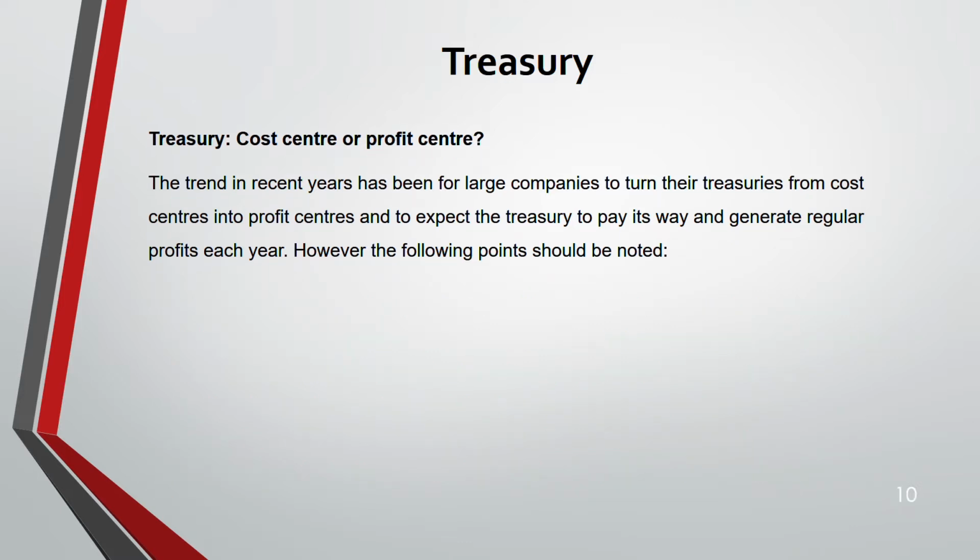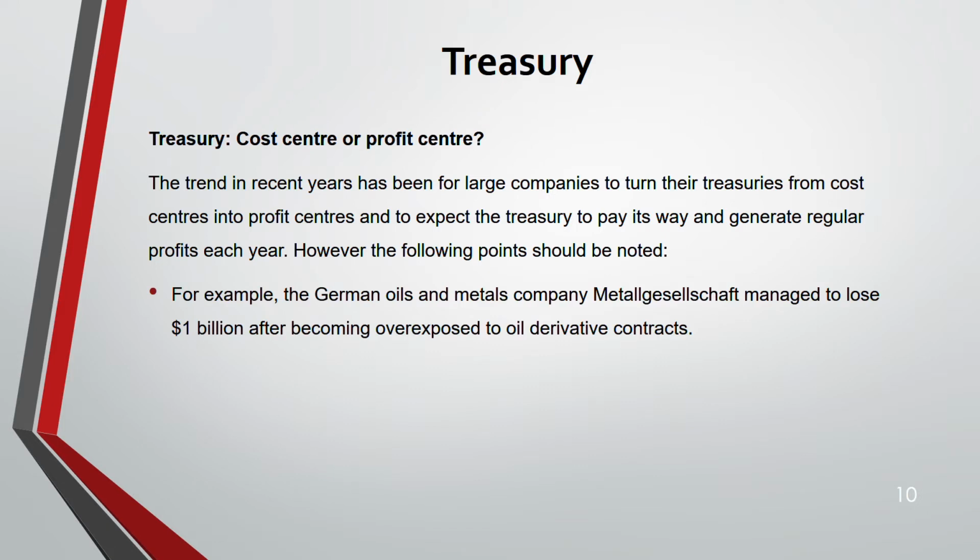Next, we have a real-life example: a German oil and metal company that managed to lose $1 billion after being overexposed to oil derivative contracts. Why did they get this loss? Because of relying on the derivative market, that is, oil derivative contracts.